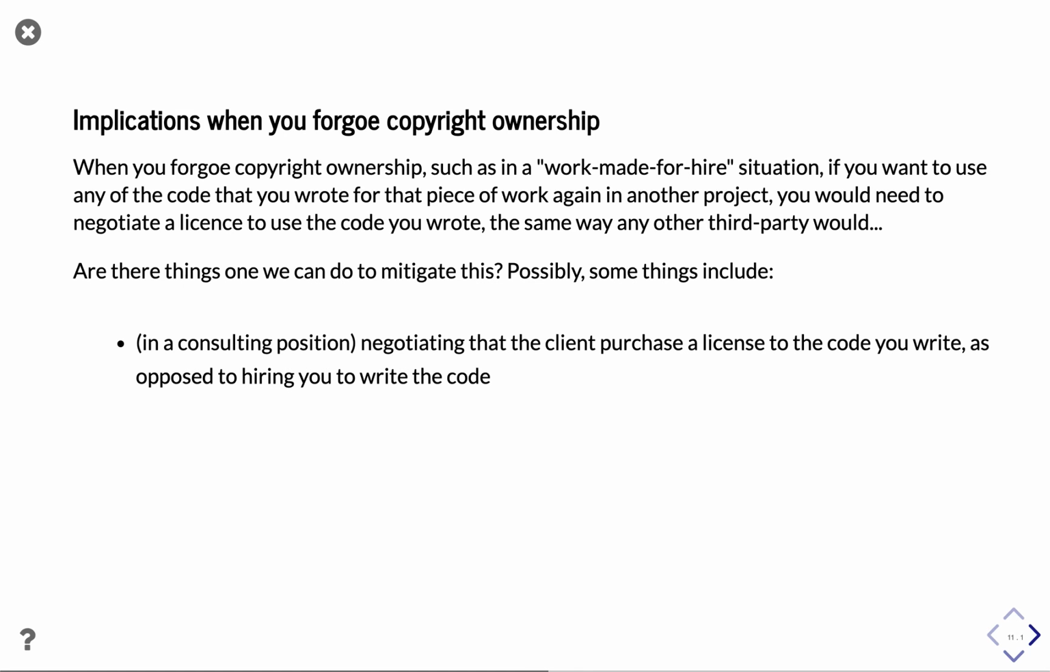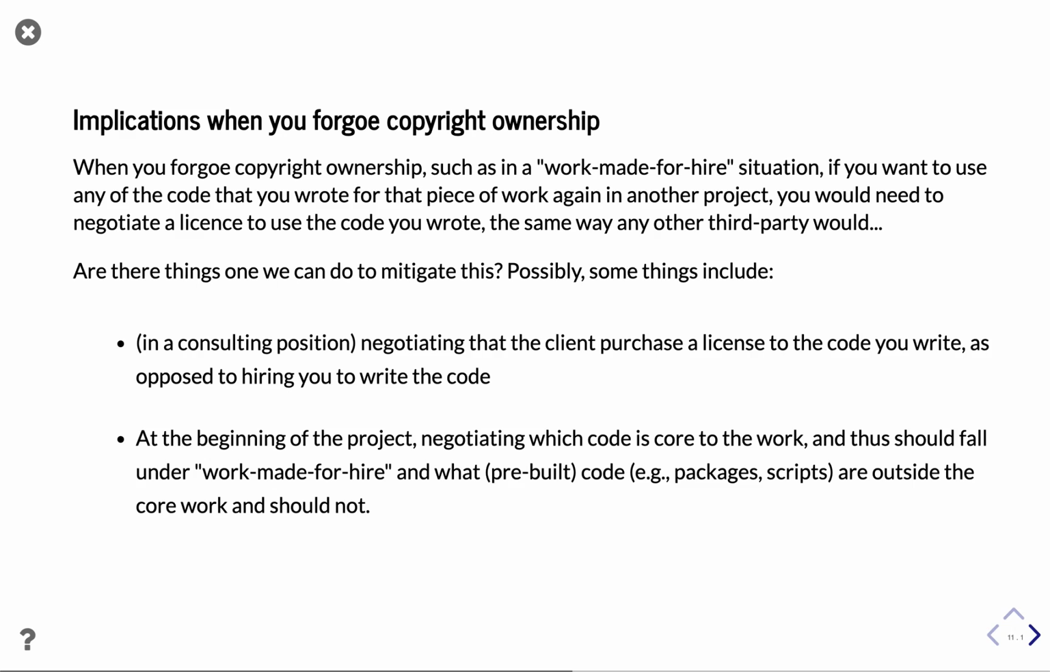So one, for example, if you're in a consulting position and you have a client that is trying to hire you for service to write some code for you, is that you could have some sort of negotiation before you start writing the code, and that instead of the client purchasing the copyright or the code straight out, they purchase a license to the code that you write, as opposed to hiring just you to write the code and giving it to them.